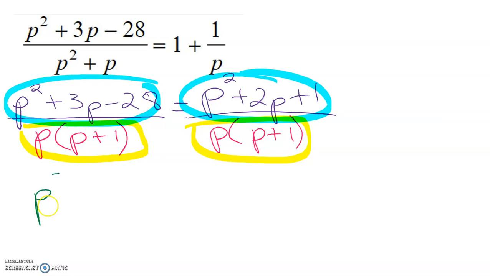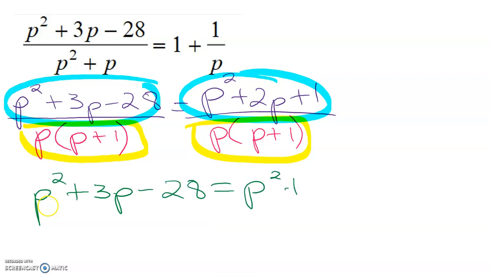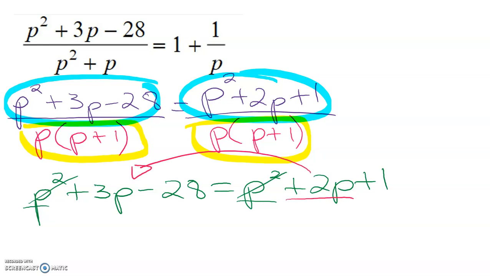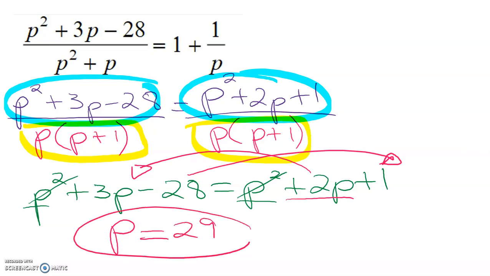I'm just going to rewrite the numerators. I'm going to ignore the denominators now because we no longer need them. So all we need to do is rearrange this until we have a solution. Now we have p squared and p squared on each side, so they cancel. And then we can start moving everything else around. This is positive 2p, so if I move it to the other side, I'm going to subtract 2p, so I end up with just p. And then I'm going to take my negative 28 to the other side by adding 28, so I get 29. And there is my solution.